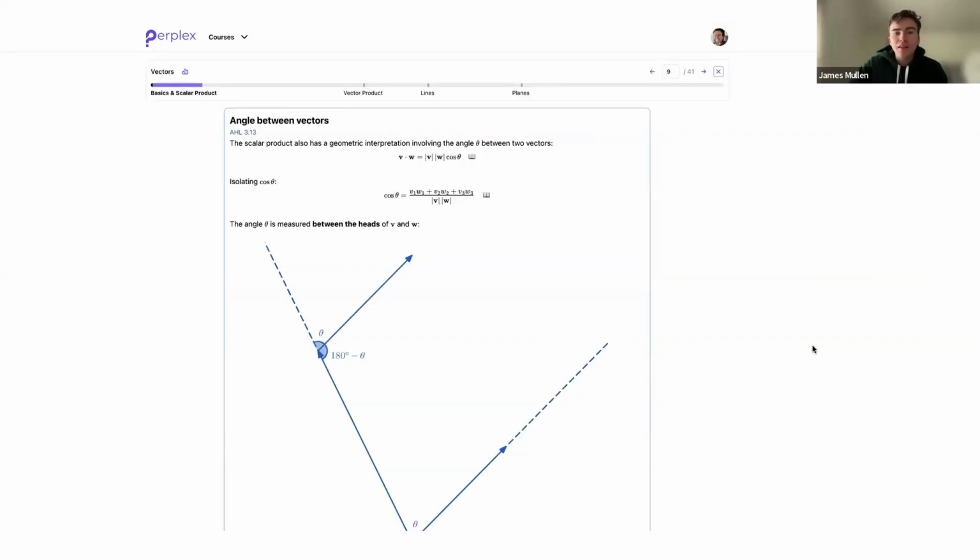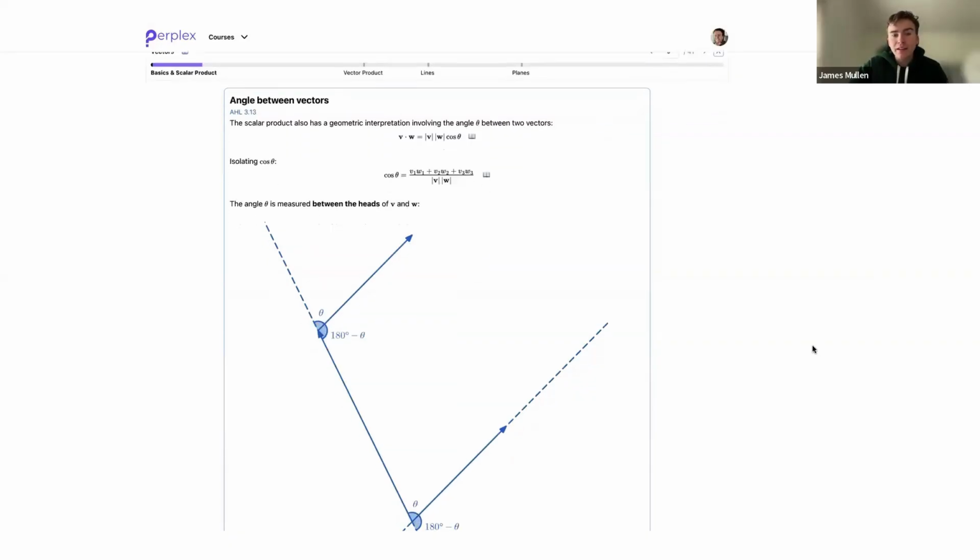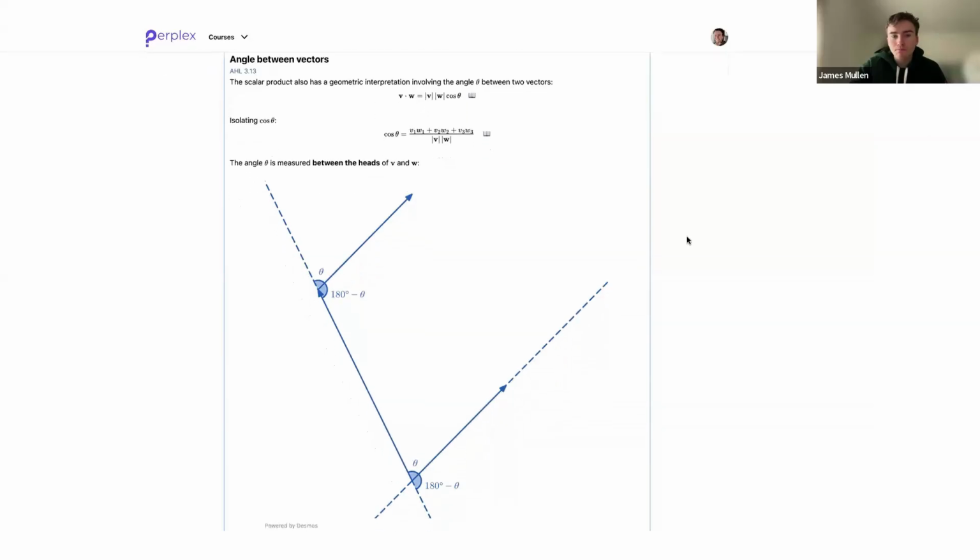Now, the dot product is going to be very, very closely connected to the angle between two vectors. So if I take the scalar product of v and w, that's going to give me the magnitude of v times the magnitude of w times cosine of the angle between them. And if I isolate cosine, I can find a formula for the cosine of the angle between two vectors. It's going to give me v1 w1 plus v2 w2 plus v3 w3 divided by the product of the magnitudes. And thankfully, both of these formulas are in your booklet.